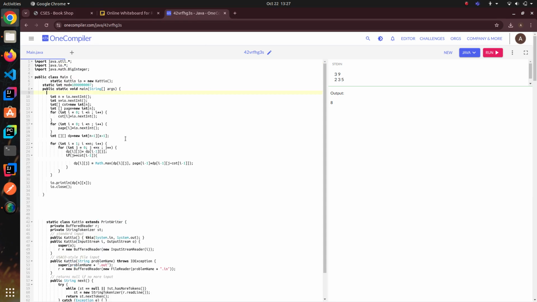Let's go through the code. We have cost and pages. I took in the input. We initialize a DP. So initially we try to get it from the previous set of books, and if the current amount of money is greater than the cost of the current book, we'll try to maximize DP of I J by buying the current book and using the left amount of money in the previous set of books. So this is how we'll get to our answer, and hopefully you understand.